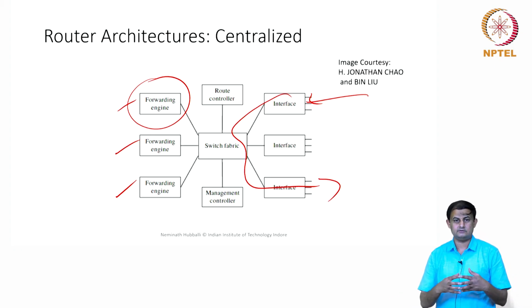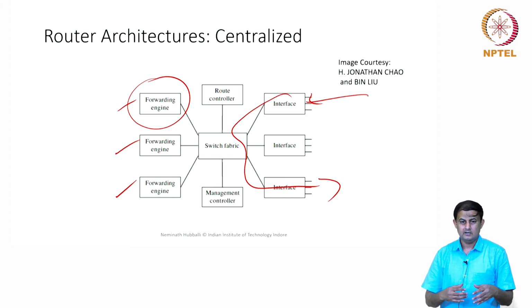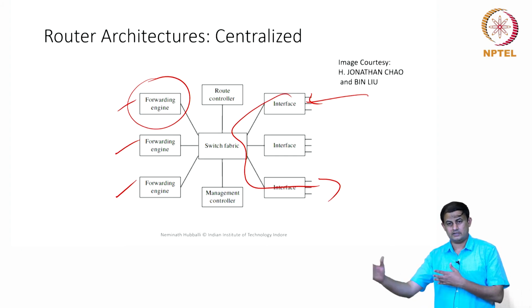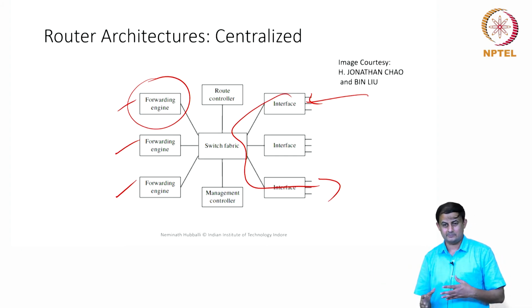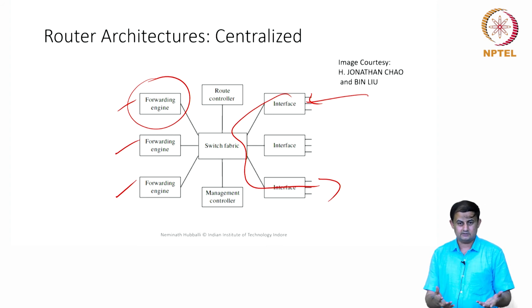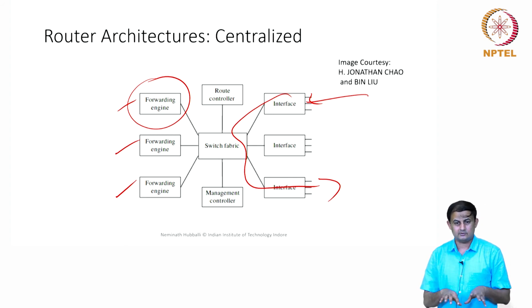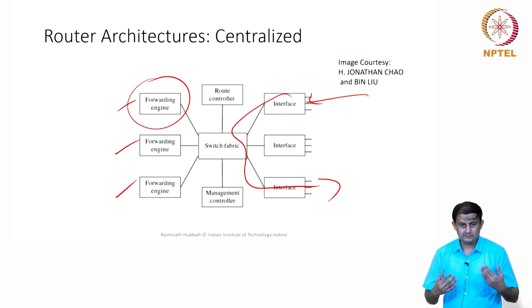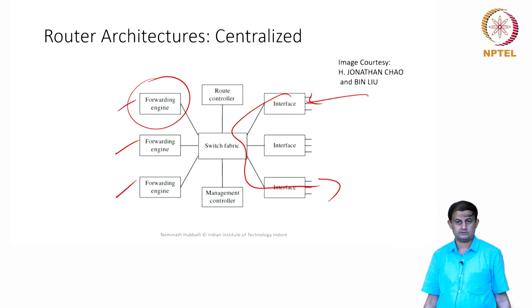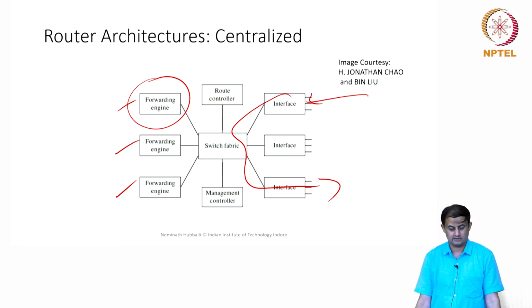If I want to change the metric, so for example, typically routing algorithms use the hop count and other things as the metric. If I want to update that metric or change the routing algorithm, I need to configure that router. The interface between the user and that particular router is exposed through the management controller.